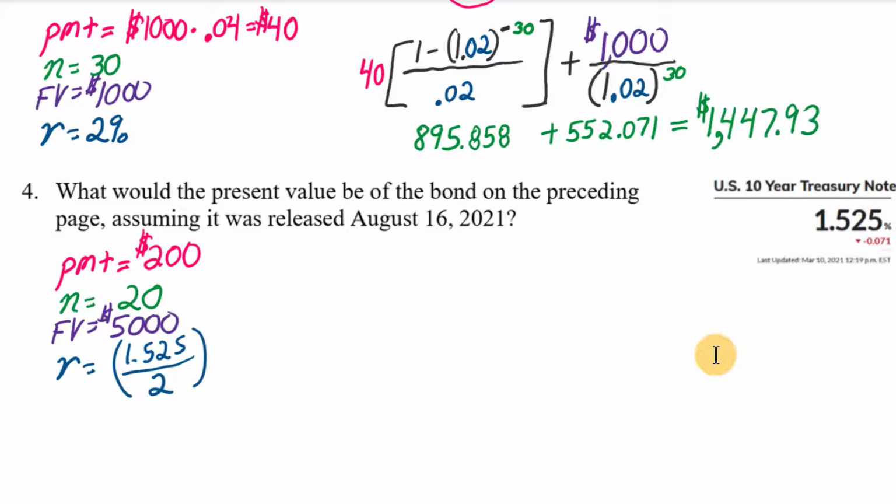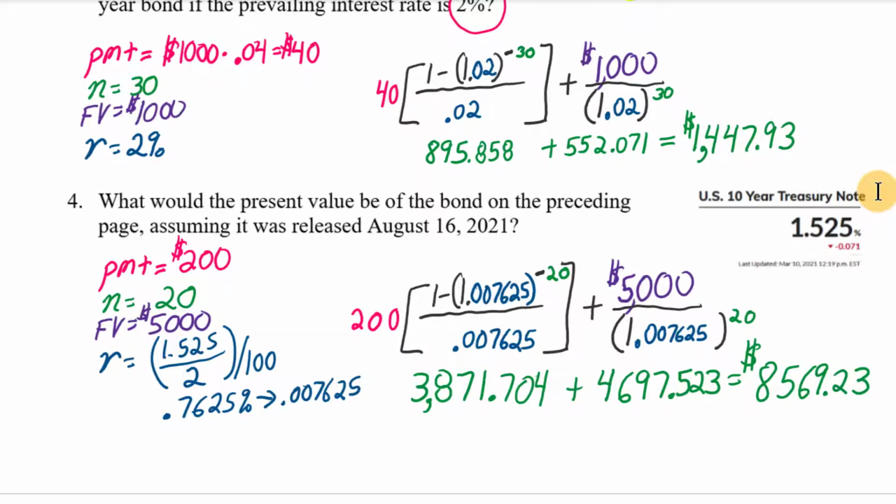So we're going to want to divide that by 100. So the value to put in there, we could either call it 0.7625% or, as a decimal, 0.007625. So if you feel like it, pause the video real quick and calculate the present value of this bond and see what you get.